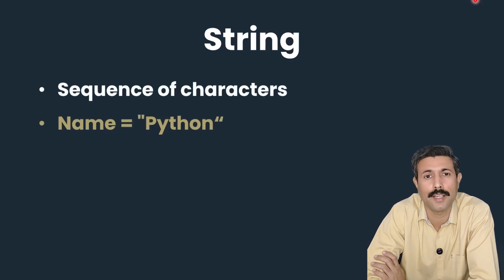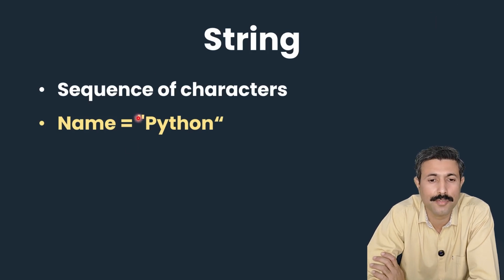Let me give you an example. Here we have name, and in double inverted comma we have written the name is Python. So how are we going to mention the strings? In double quotes or double inverted comma. So this is the sequence of characters which makes it a string data type.